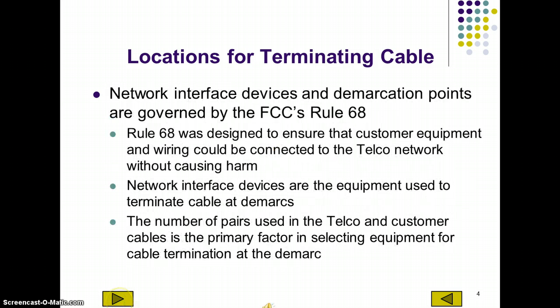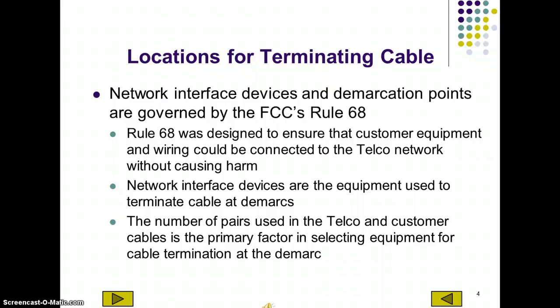To date, we've discussed different organizations that have either been standard setting bodies or those identifying codes that we must adhere to, such as the National Electric Code. And again, most of it's been regarding standards used in the field. However, we have not talked about the FCC, the Federal Communications Commission, in particular Rule 68.